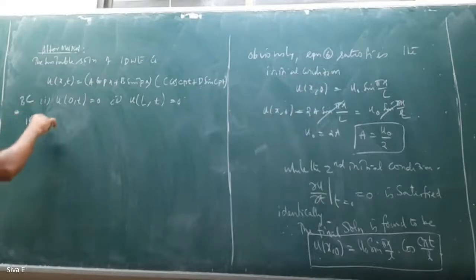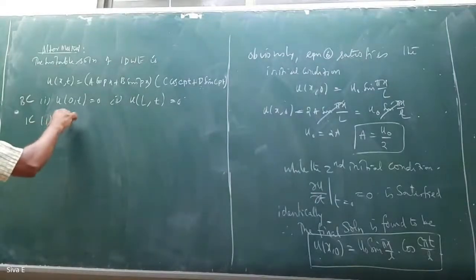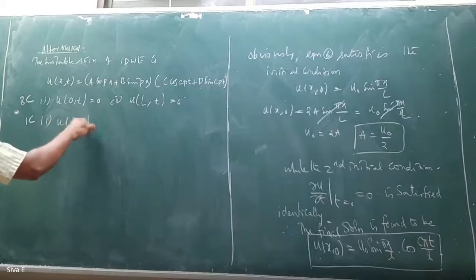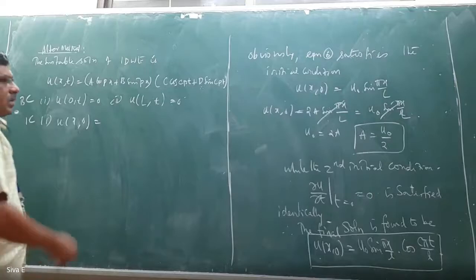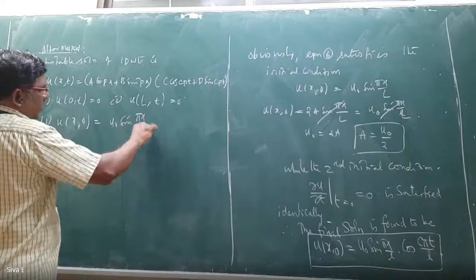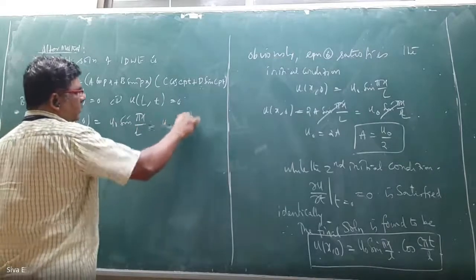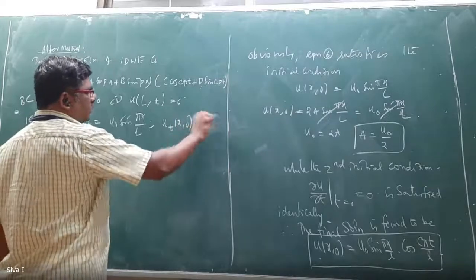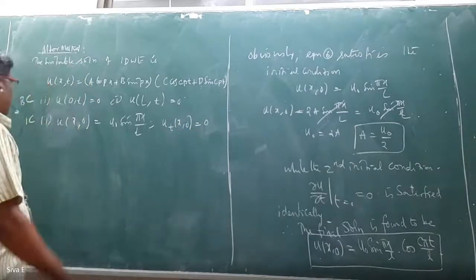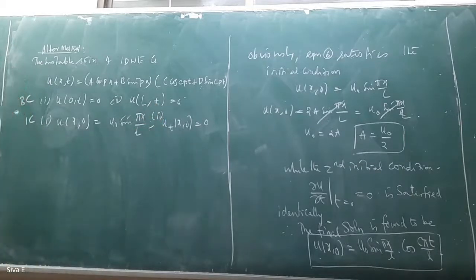Initial conditions are u(x, 0) = u naught sin(pi x by L). The last one is u_t(x, 0) = 0. That is the second initial condition. First we have to apply the first boundary condition.